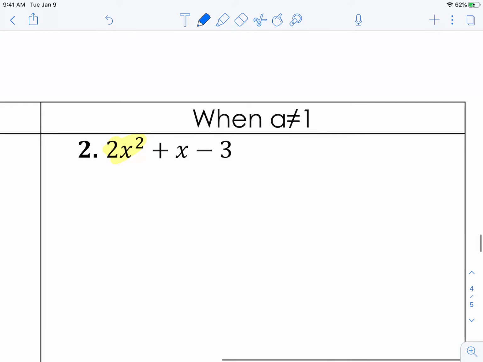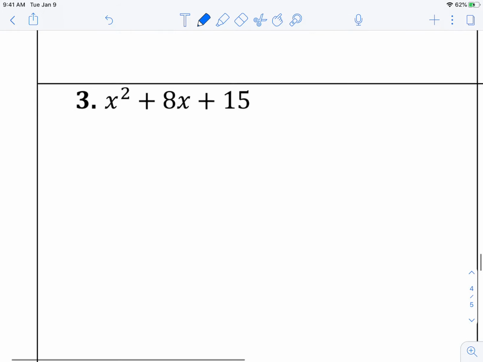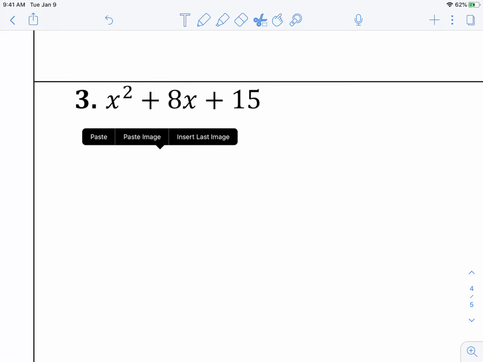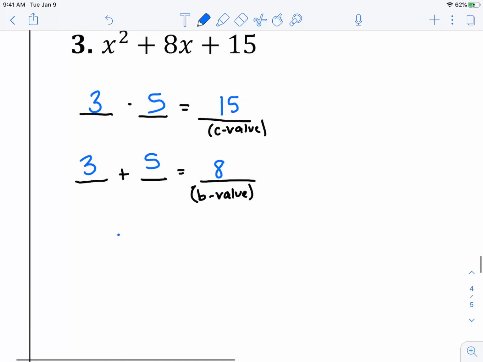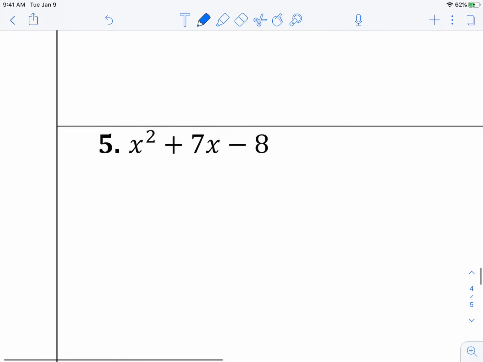Actually, sorry, we're going to do the left column first. So again, our c value in this case is 15, and our b value is a positive 8. I think 3 and 5 will work, and they do. So it's going to be x plus 3, x plus 5. And I'm just factoring, y'all. I'm not solving, so I don't have to set each factor equal to 0. I'm just getting the factors.